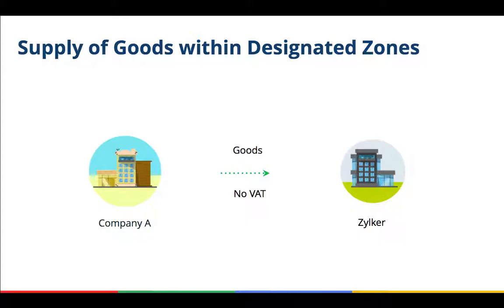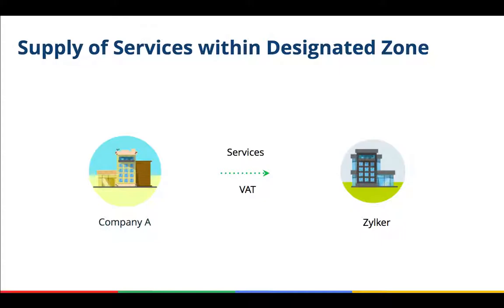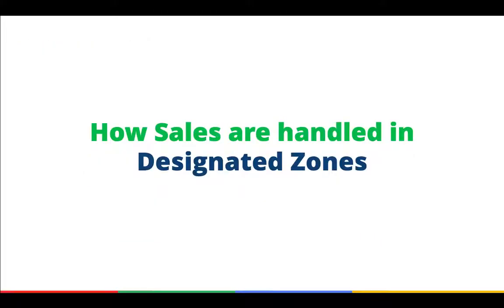So company A is in the designated zone and Zilker is also in the designated zone. When a company in a designated zone supplies goods to a company which is also inside the designated zone, no VAT is charged. Suppose company A supplies goods to Zilker, then no VAT is charged. But if company A supplies services to Zilker, which is inside the designated zone, then 5% VAT is charged.